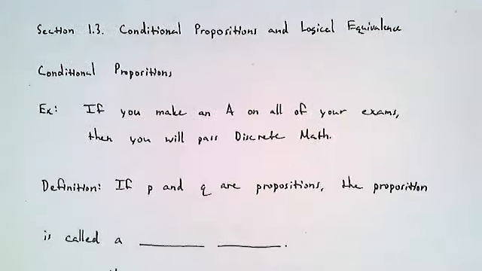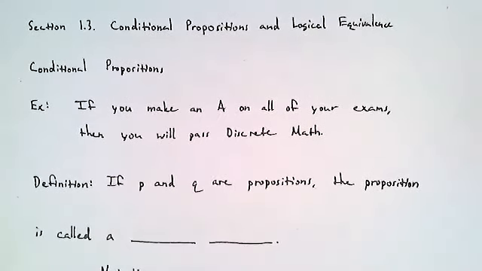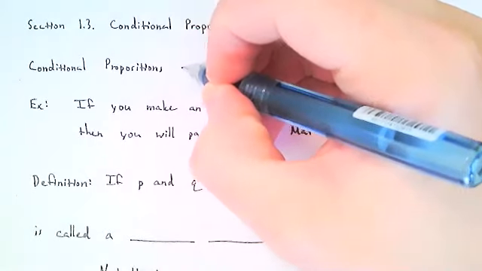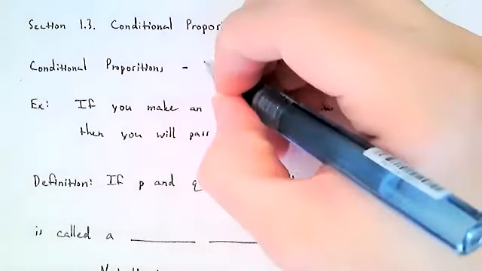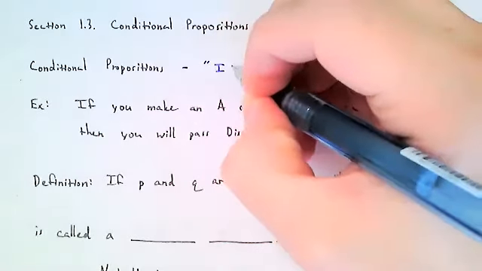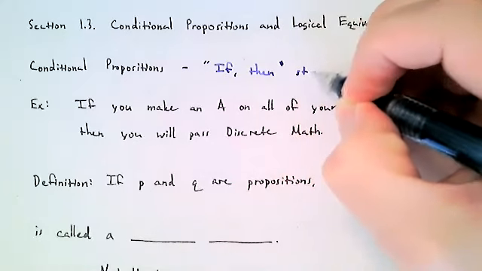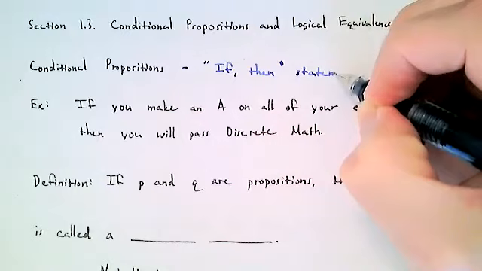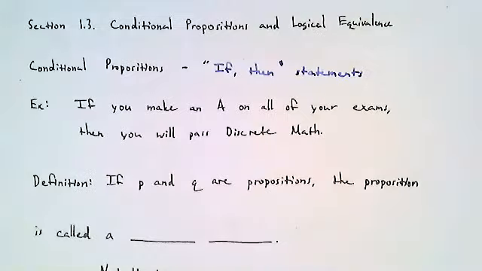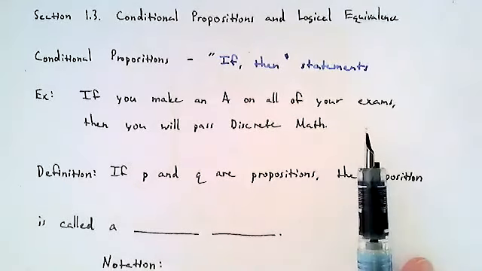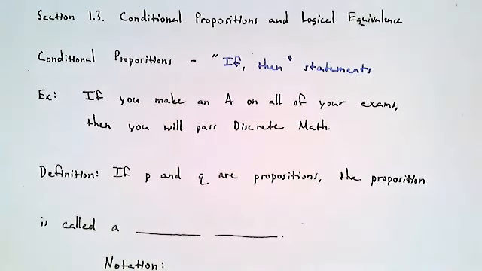Okay, so the first thing we're going to talk about in this section are conditional propositions. And if you don't want to think about this word, conditional propositions, these are the same thing in English as if-then statements. And here's a kind of typical example that you might see or say. If you make an A on all of your exams, then you will pass discrete math.